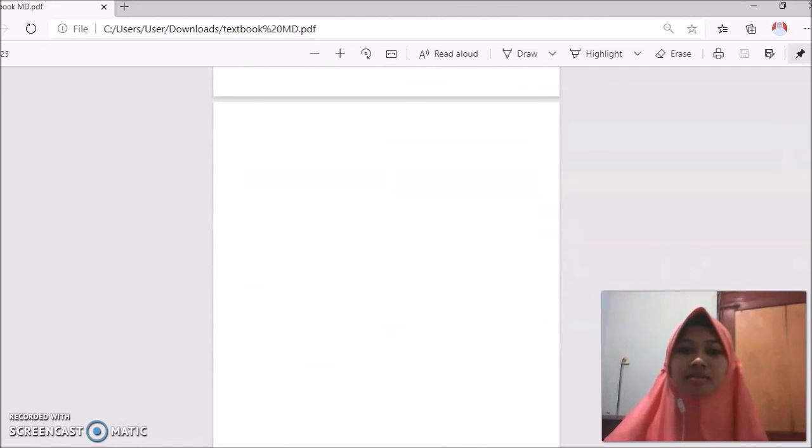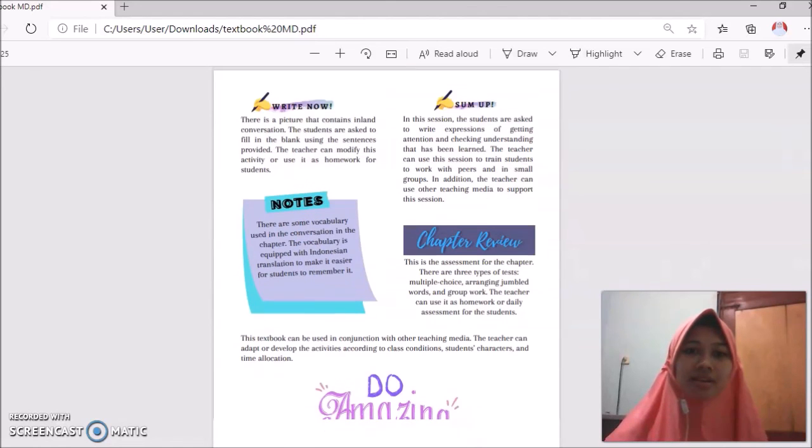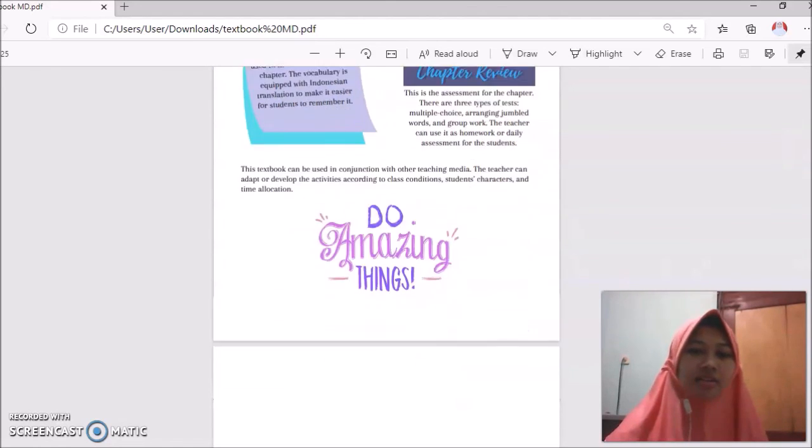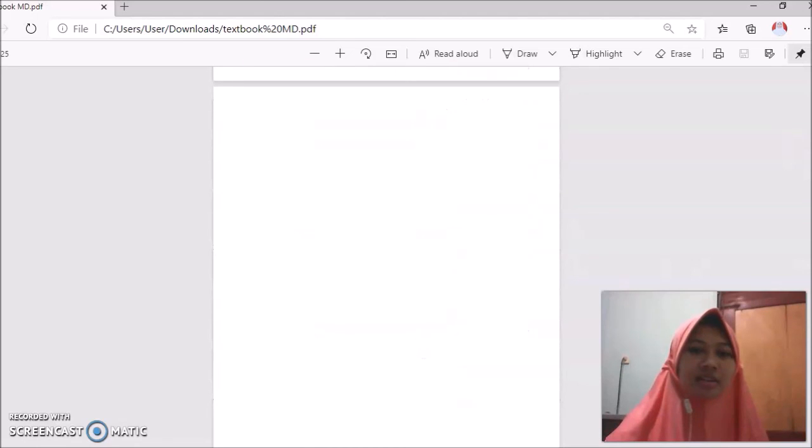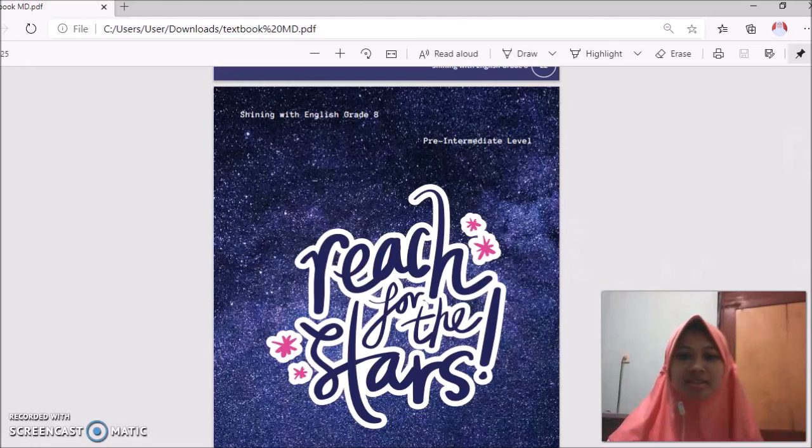Then, okay, this is the back cover of my textbook. There is a quote that says, "Reach for the stars," the textbook name, and the suitable English level for my textbook. So this is my review about my textbook I made for the material design course.